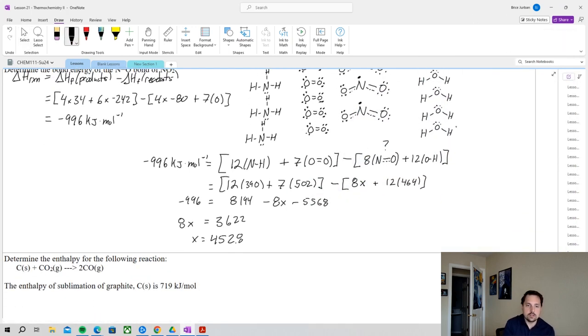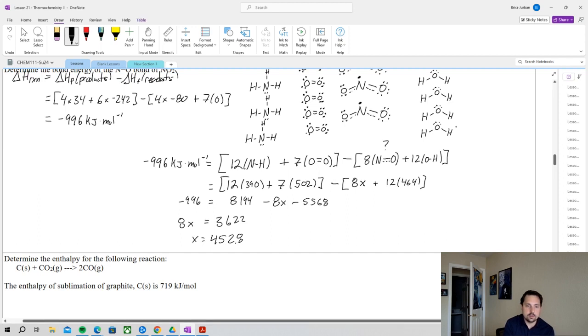A lot of work. Kind of a cool thing that we can do. So that's the kilojoules per mole. This is essentially the enthalpy of the NO bond in nitrogen dioxide, which is a radical.